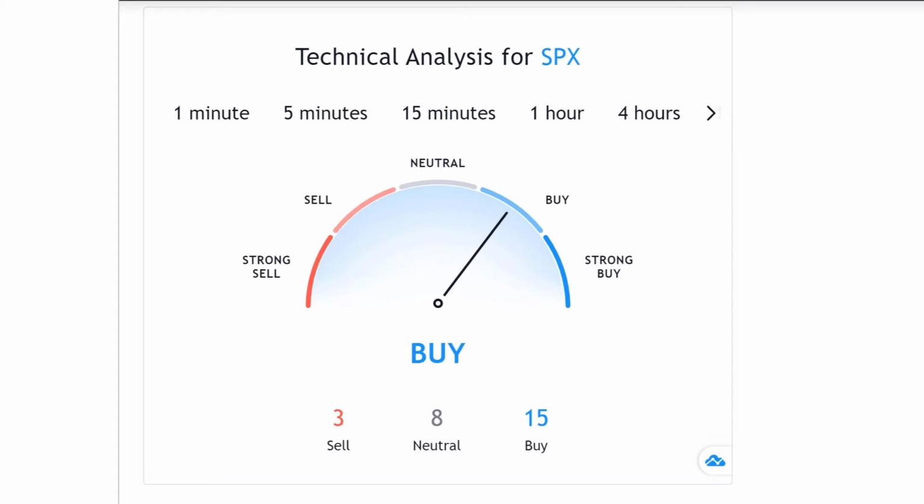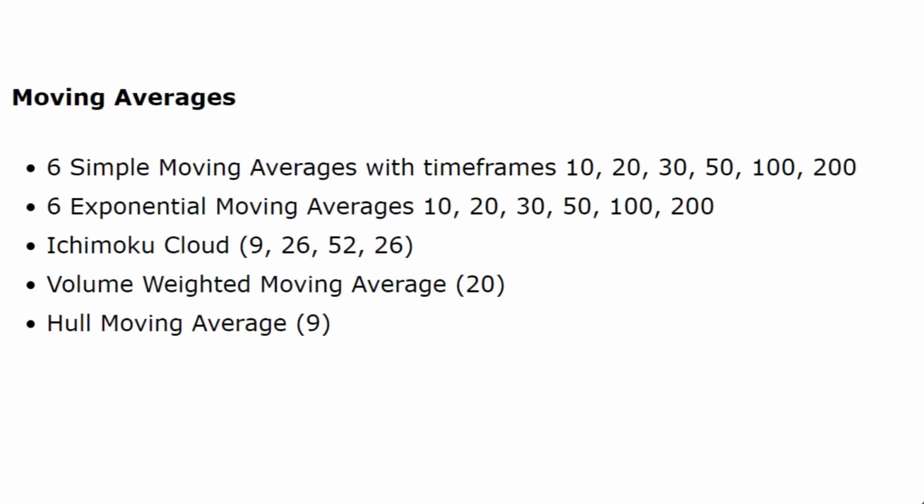So this is a combination of 6 simple moving averages with time frames of 10, 20, 30, 50, 100, and 200. 6 exponential moving averages for the same time periods, 10, 20, 30, 50, 100, 200. It also analyzes the Ichimoku cloud of 9, 26, 52, 26 settings, a volume-weighted moving average of 20, and the Hull moving average of 9.